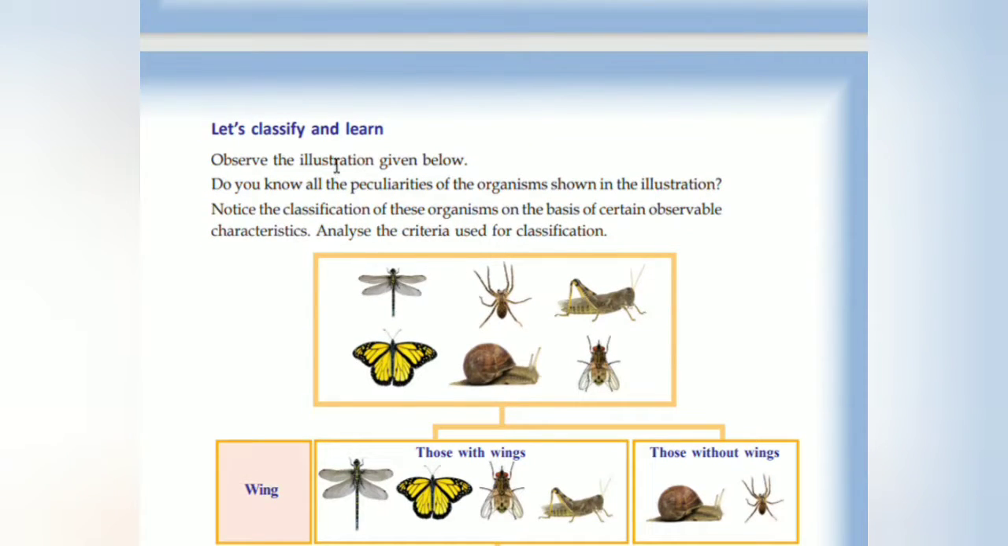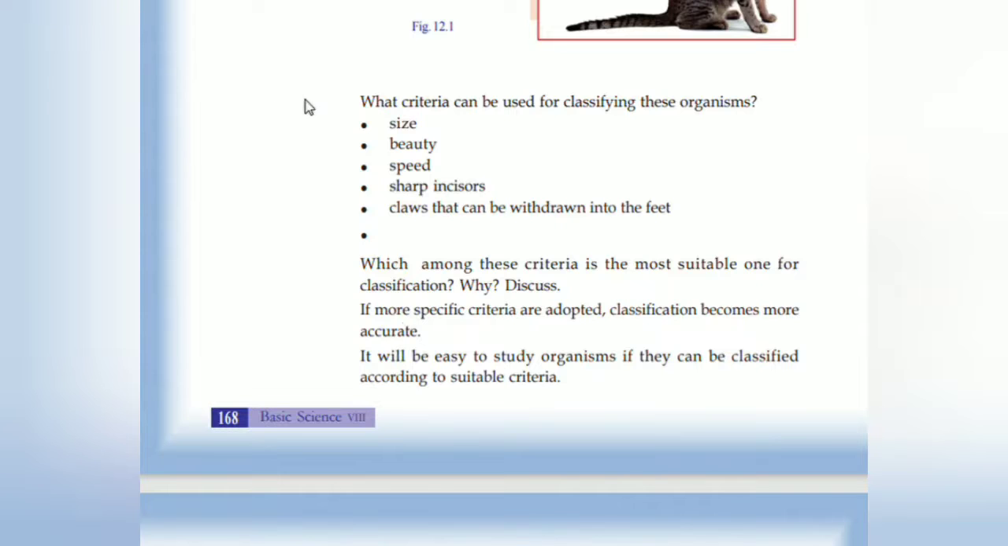Let's classify and learn. Observe the illustration given below. Do you know all the peculiarities of the organisms shown in the illustration? Each organism will have its own peculiarity, and if you are considering a particular pattern, they will vary according to the following description. What description have we given? We are giving the size, beauty, speed and sharp incisors.